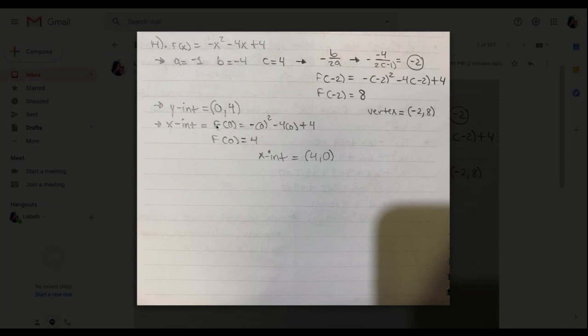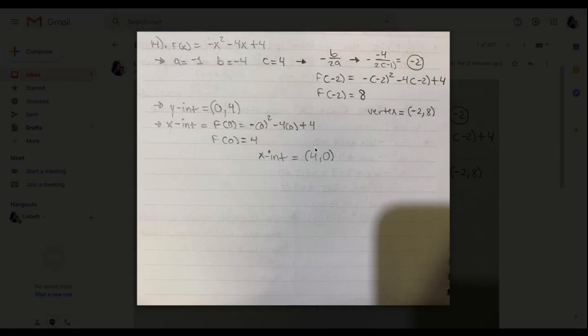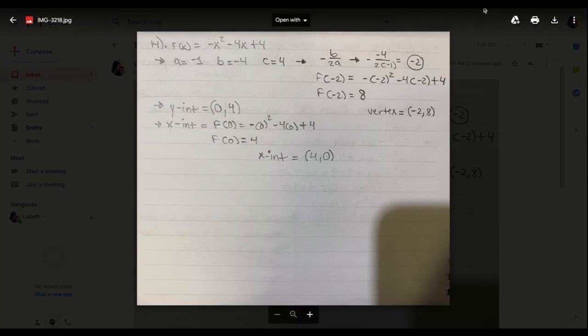For the x-intercept, we basically substitute or replace x with 0, and this is what I did. I got 4, since every time we multiply something by 0, it gives 0. But here we have nothing to multiply with. It's just like a regular number, and it's 4. So that gave us 4. So the x-intercept resulted to be 4, 0.